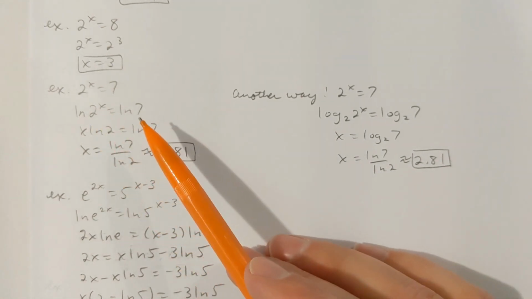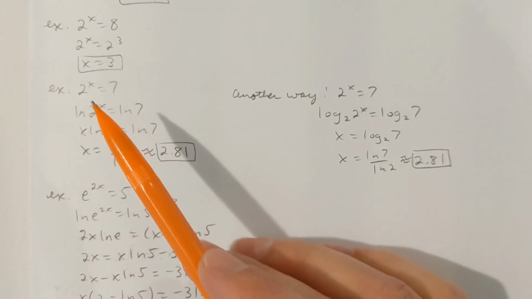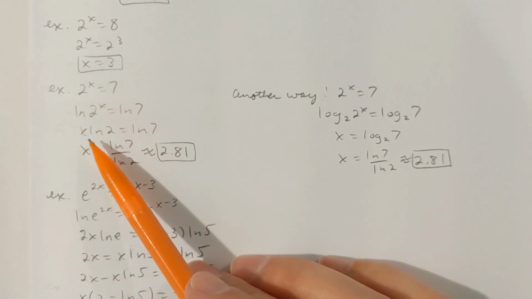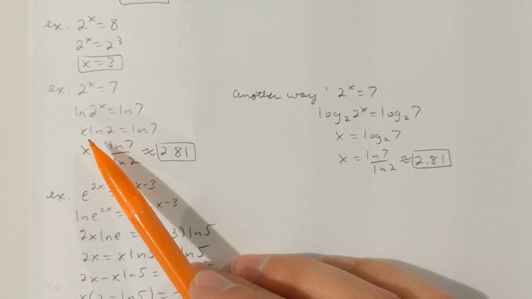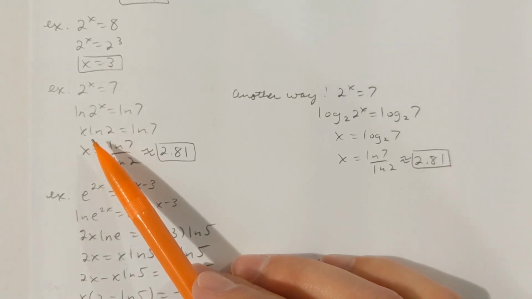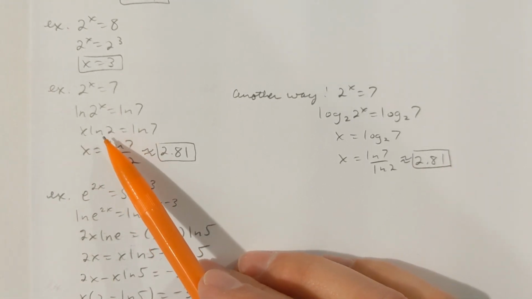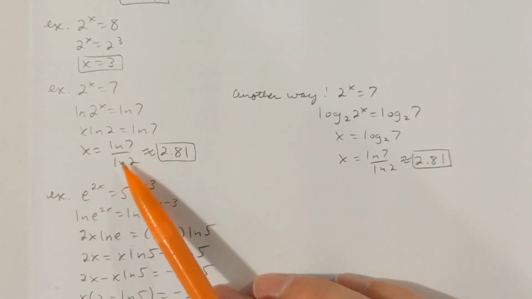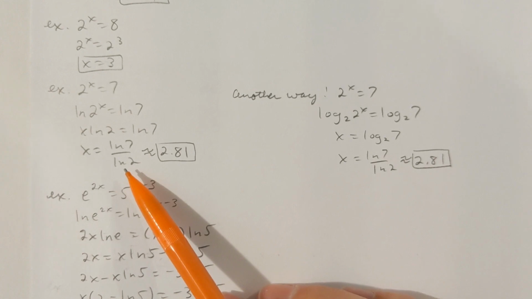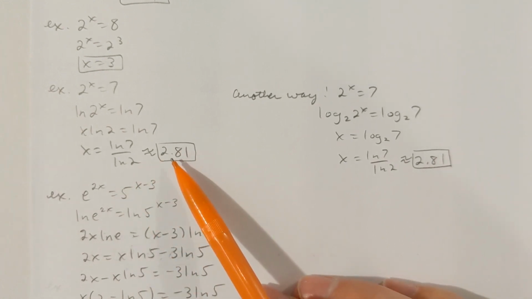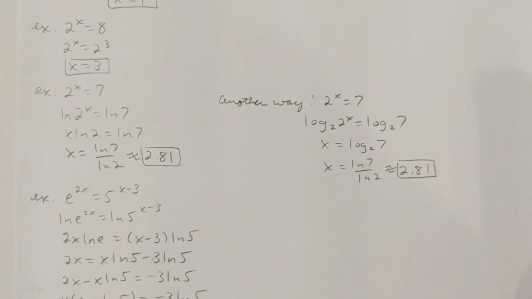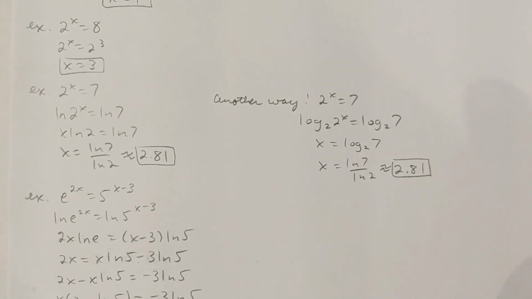So if I take the ln of both sides, that allows me to bring the power in front of the logarithm on the left using law 3. And ln 2 is just a number, right? So divide by that number. And so ln 7 over ln 2, that'd be the exact answer for x, or roughly 2.81 would be the approximation in decimal form if you round to 2 digits.